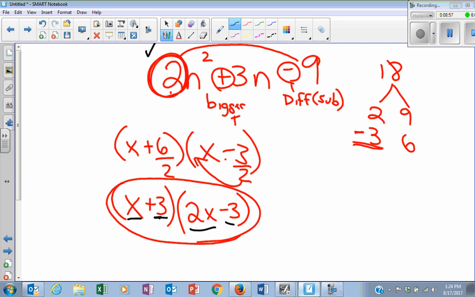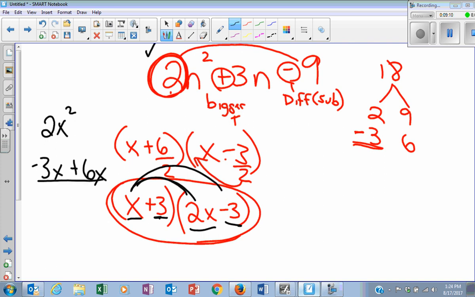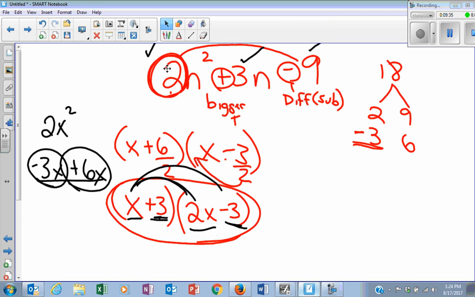This times this, actually, I'm sorry, this times this is a 2x squared. Check. This times this is a negative 3x. This times this is a positive 6x. What happens when I combine those? You have a negative 3. You add 6. You have a positive 3x. Check. You with me? And a positive times a negative 3 is going to give me that negative 9. I know I got this question right. I can check it before I leave. Good? Next one.